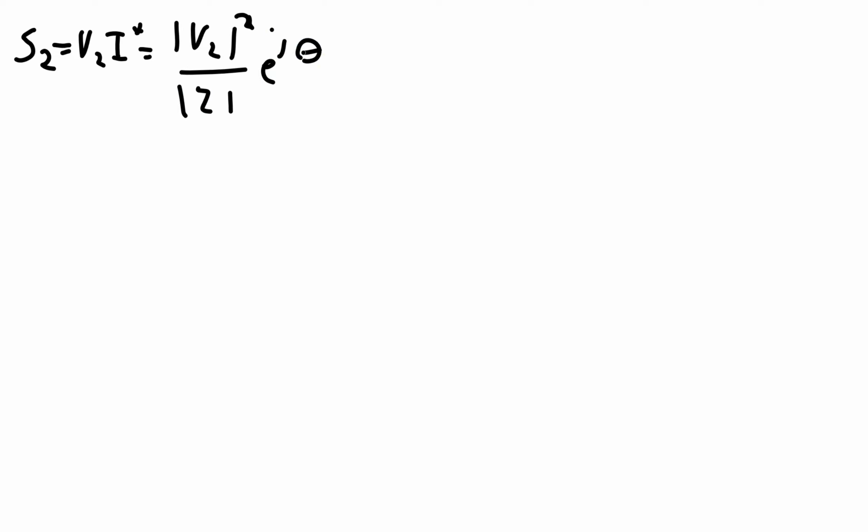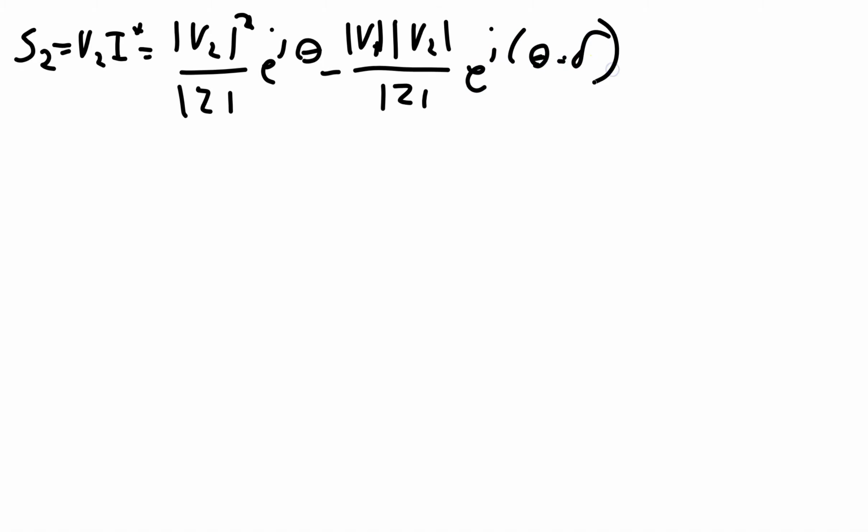In the same way we can also do it for S2 on the second bus. Now it's V2 times the complex conjugate of the current. It gives an expression as V2 squared divided by Z at angle theta, then minus V1 V2 divided by Z at angle theta minus delta. So the difference now is that we have a minus here, and of course you can also see that we have V2 squared now, not V1, when we are working at bus 2.